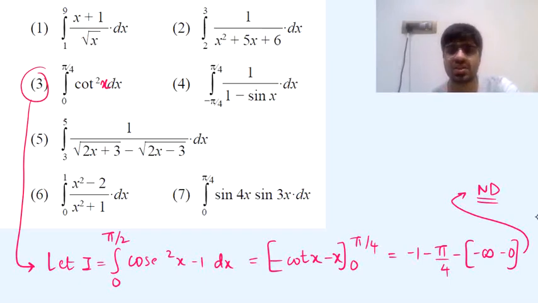And yeah, the final answer will be, you can either call it infinity, because when you open up these brackets, you get infinity minus 1 minus pi by 4, which is infinity, or you can simply call it not defined.